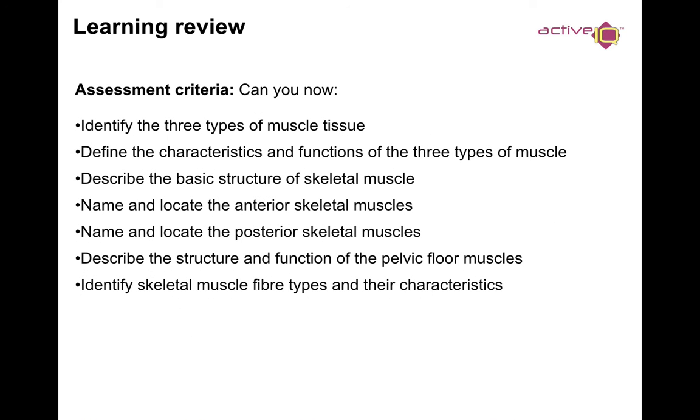Learning review. You should now be able to identify the 3 types of muscle tissue. You should be able to define the characteristics and functions of the 3 types of muscle. You should be able to describe the basic structure of the skeletal muscle. You should be able to name and locate the anterior skeletal muscles. That might take a little bit longer. You should be able to name the posterior skeletal muscles and locate them as well. Again, really good if you just rewind back to what we went through before if you're not too sure.